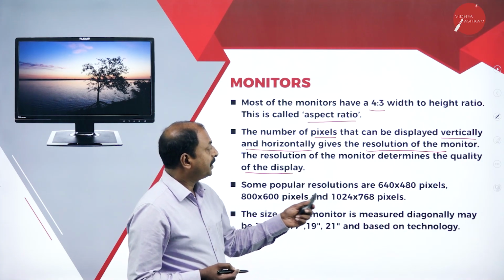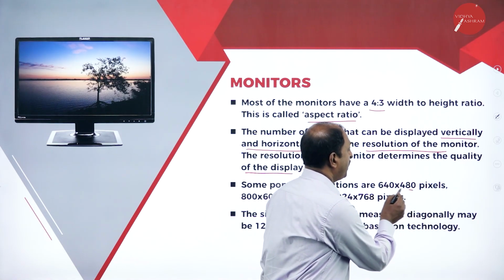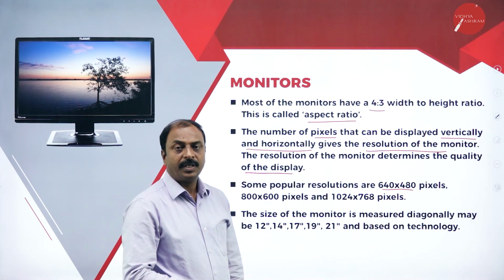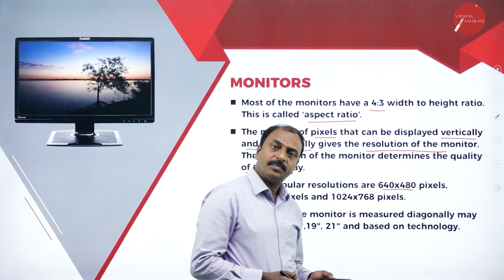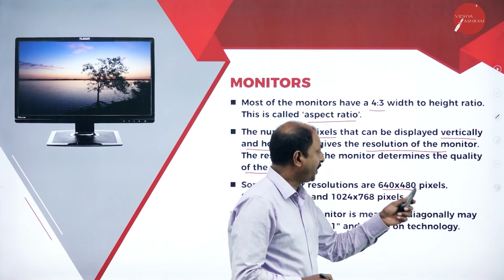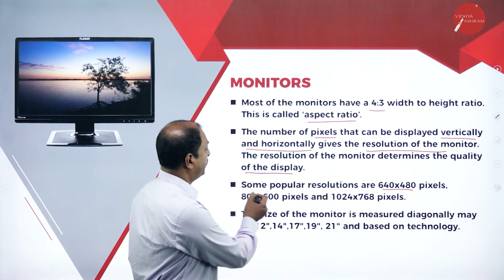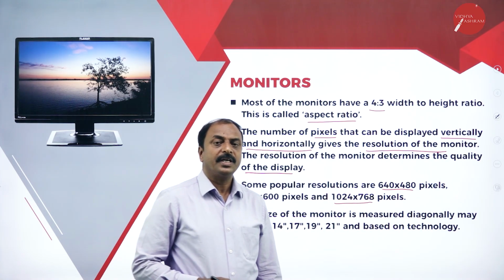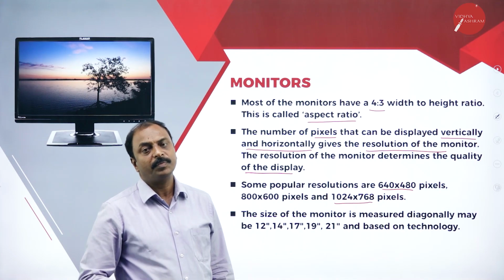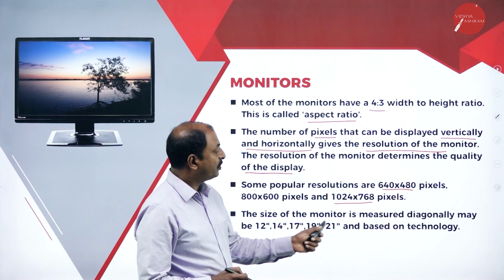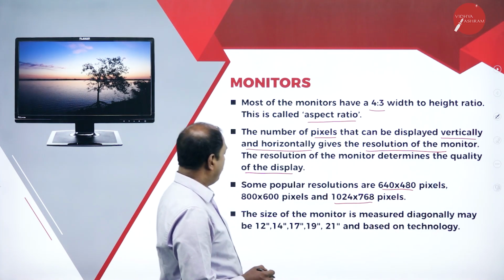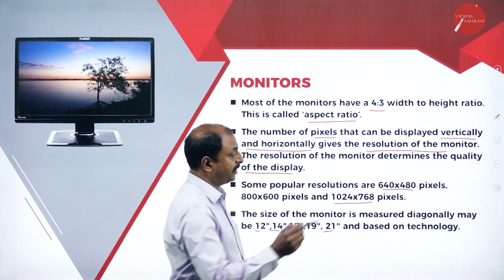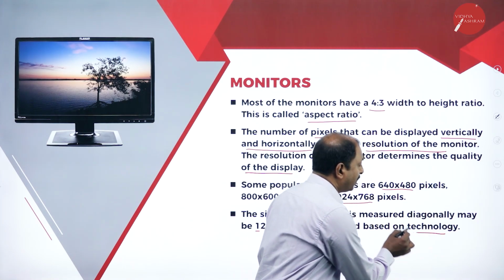Now some popular resolutions are 640 into 480. This is how we represent the resolution of the monitor. So 640 into 480, and 800 into 600, and 1024 into 768. These are all different resolutions of different types of monitors. Now the size of the monitor is measured diagonally, maybe 12 inches, 14 inches, 17 and 21, etc. It is based on the technology.